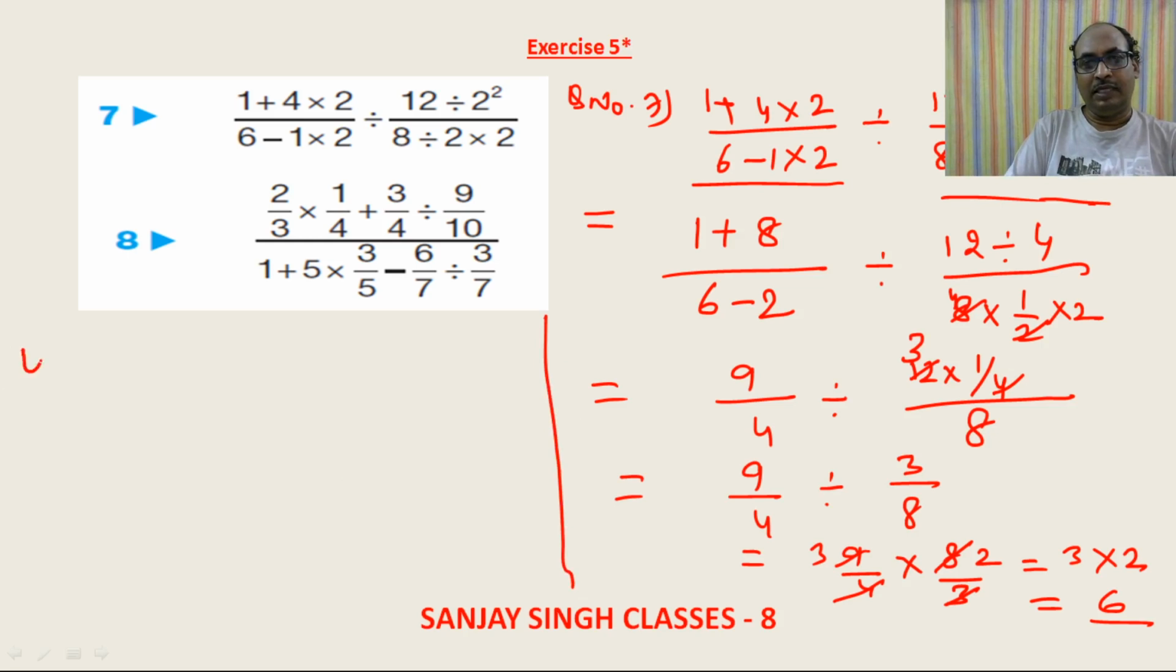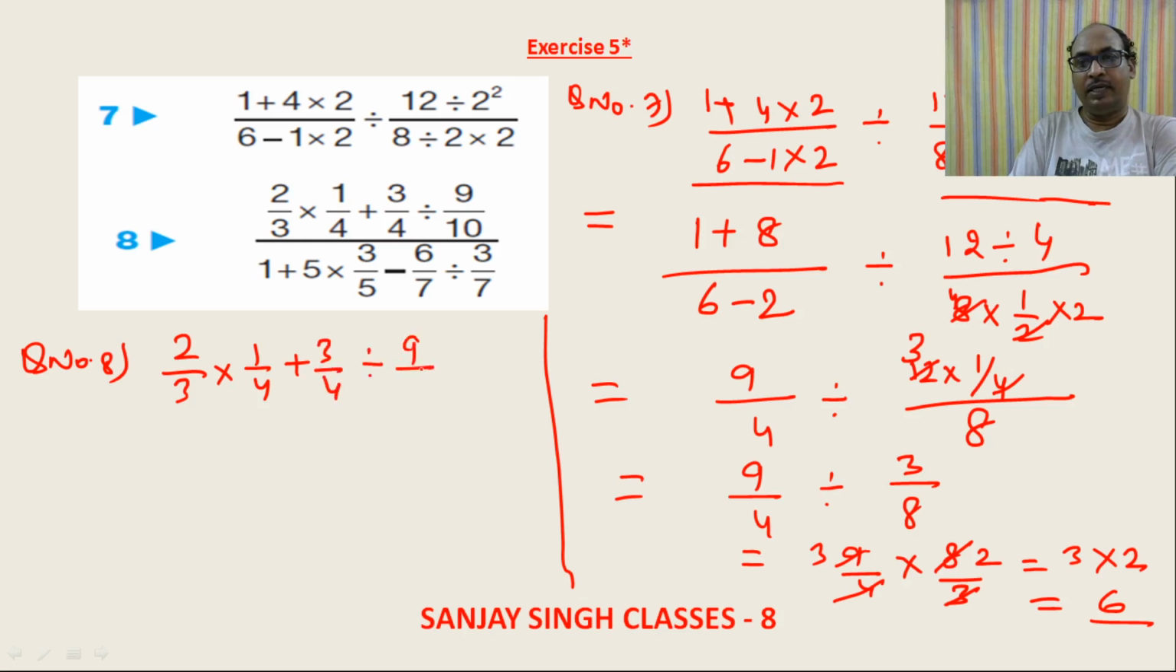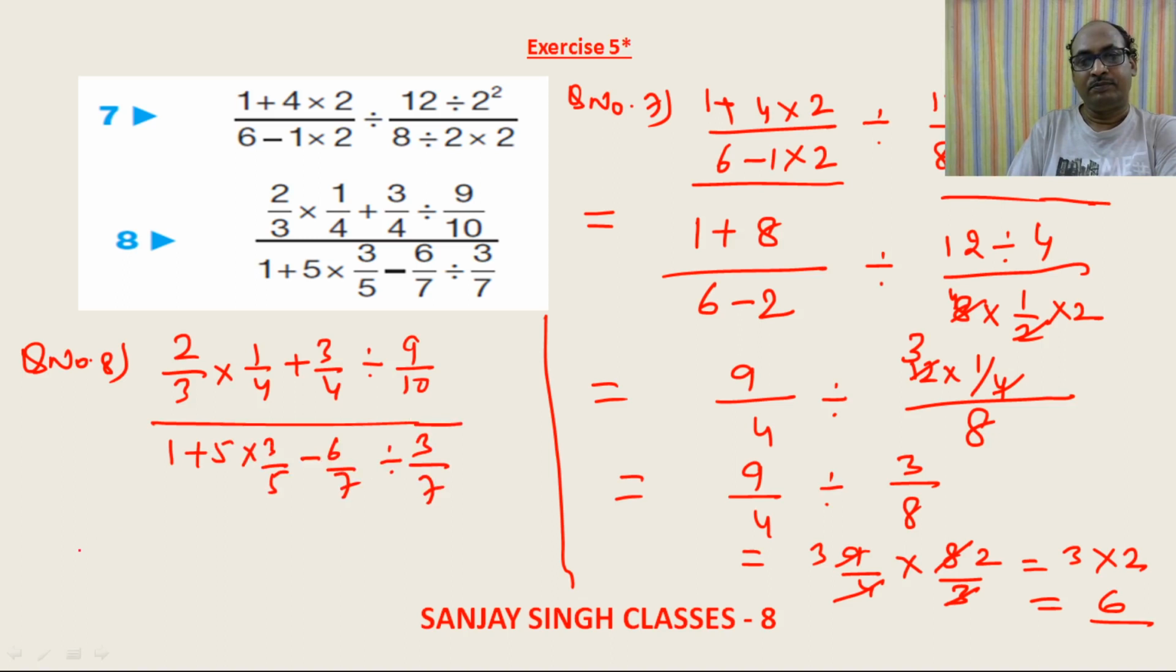Now question number 8. So 2 by 3 into 1 by 4 plus 3 by 4 divided by 9 by 10, okay, divided by 1 plus 5 into 3 by 5 minus 6 by 7 divided by 3 by 7, okay, right.